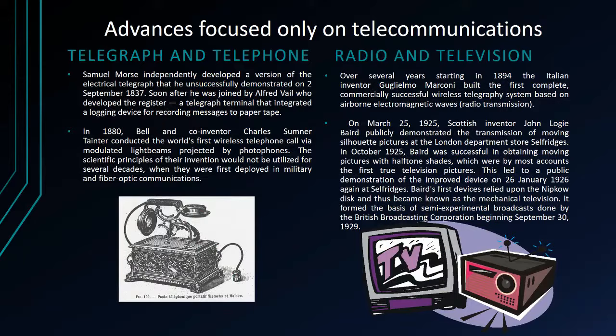Advances focused only on telecommunications, telegraph, and telephone. Samuel Morse independently developed a version of the electrical telegraph that he successfully demonstrated on 2 September 1837. Soon after, he was joined by Alfred Vail, who developed the register, a telegraph terminal that integrated a logging device for recording messages to paper tape.